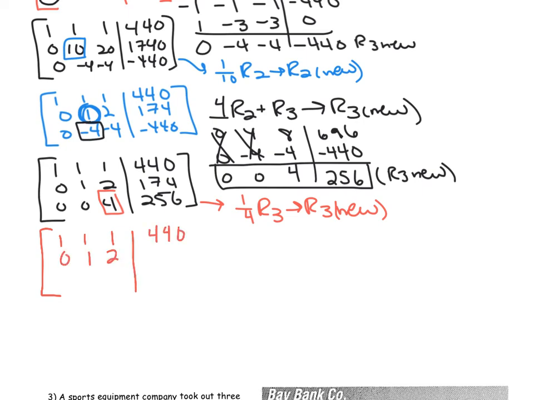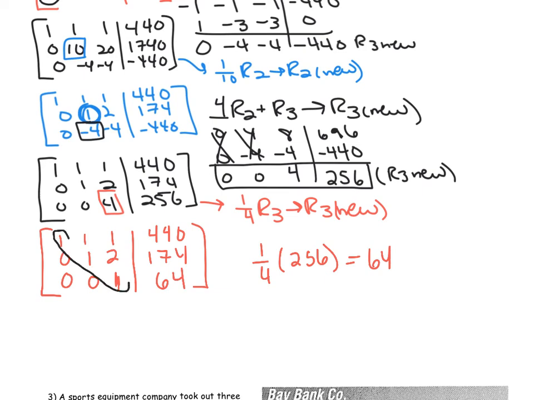Nothing changed with the second row. And now my new third row, I'll have a 1 here. And 1/4 times 256 ends up being 64. So this is just 64 now. All right, guys, we did it. We have 1s along the main diagonal. That's what we wanted. We have our 0s here. And the numbers everywhere else. Awesome. Perfect.